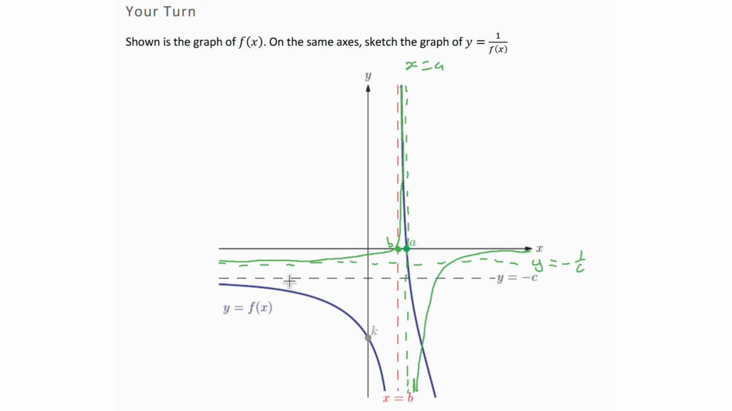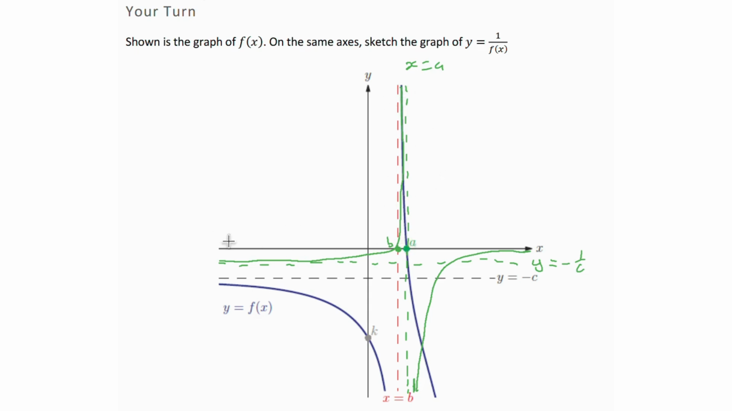Notice that this part does not approach this horizontal asymptote, just like this part did not approach the horizontal asymptote. The only bit that did approach the horizontal asymptote is here, which matches up to this one. One step at a time: roots, vertical asymptotes, horizontal asymptotes, and then the bits that need to connect. Think about what's happening at the different extremes. This is approaching minus c, so it's got to approach minus 1 over c. This is approaching infinity, so it's got to approach 0. Up here it's approaching infinity, so it's also got to approach 0. But here it's approaching 0, so it's got to approach infinity.